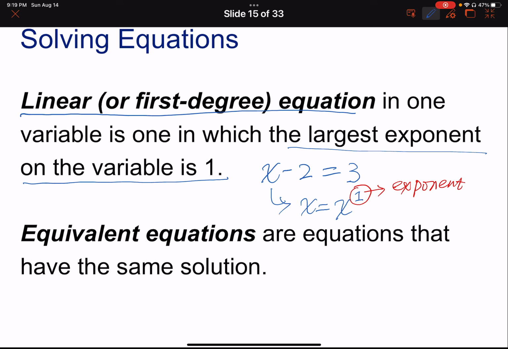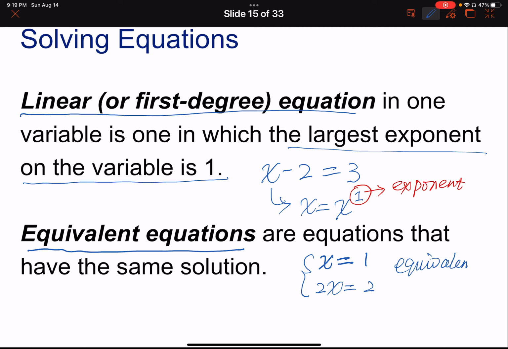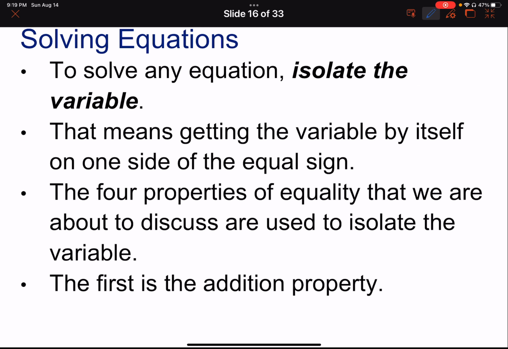The equivalent equation just means that two equations have the same solution. Example here, let's just put it, say, x equals 1, 2x equals 2. And those two equations are equivalent because each equation has the same solution, x equals 1, right? So when solving equations, the key idea is to isolate the variable, okay? Typically, you isolate the variable on the left-hand side, okay?